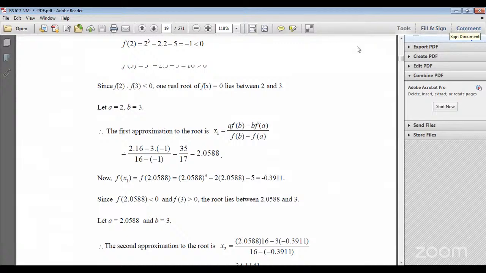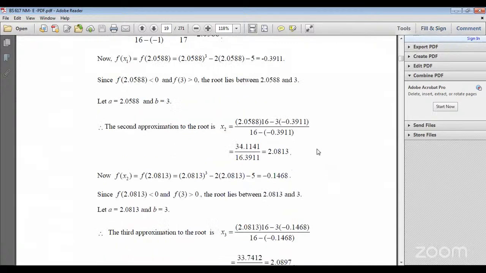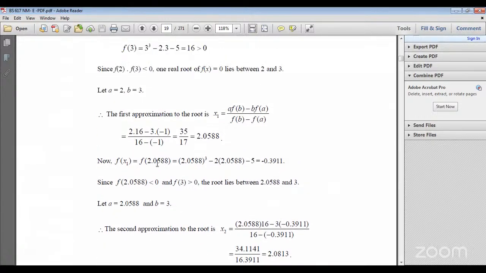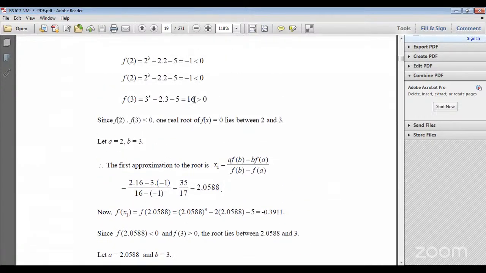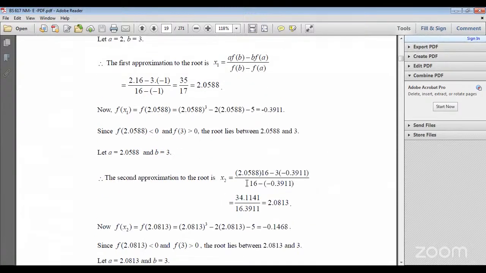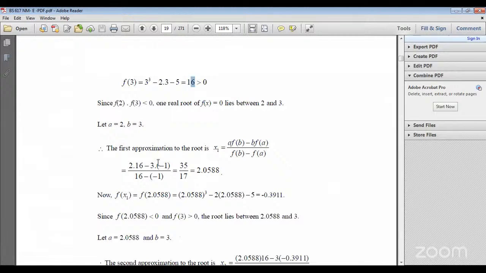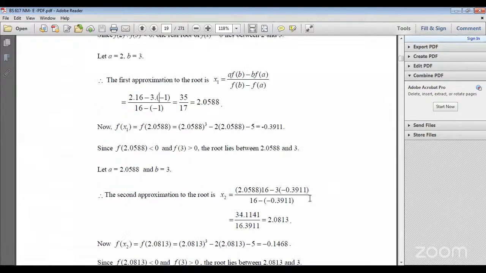So therefore, the second approximation root x2 I am finding here. What is that second approximation? Taking 2.0588 as the first one, then into 16, since f(3) = 16 is greater than 0. I am saying 16 minus 3 into minus 0.3911, using the formula.